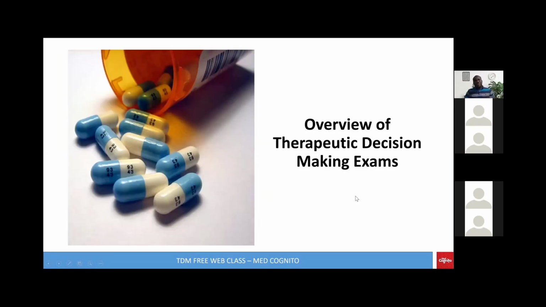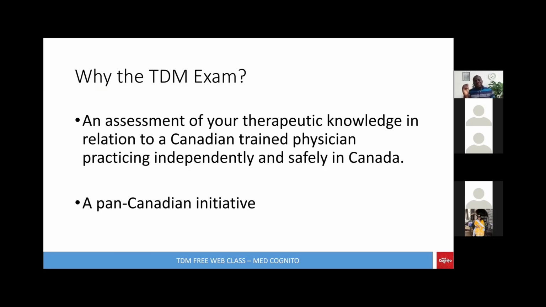I'm going to give you an overview of what the therapeutic decision making exam is. The purpose of that exam is a pan-Canadian initiative. That means the results of that exam apply all over Canada. It is not restricted to a province. Previously, it used to be province specific, but now you have an exam that is accepted throughout Canada.